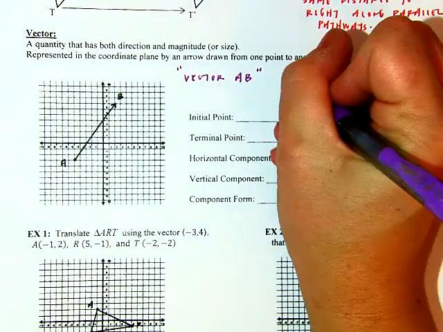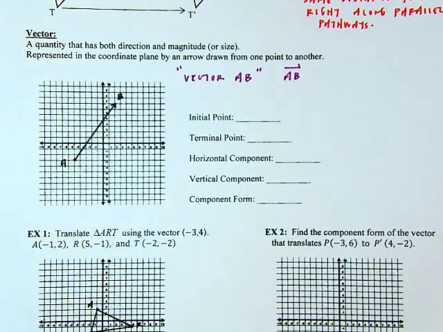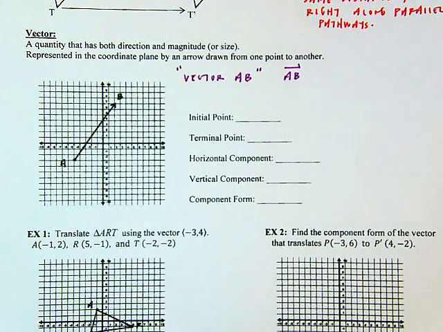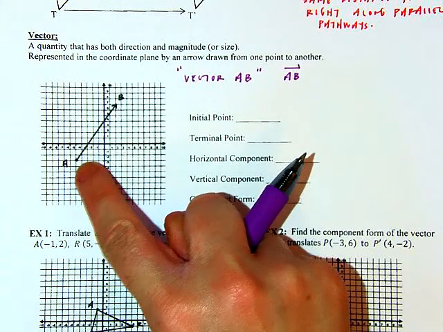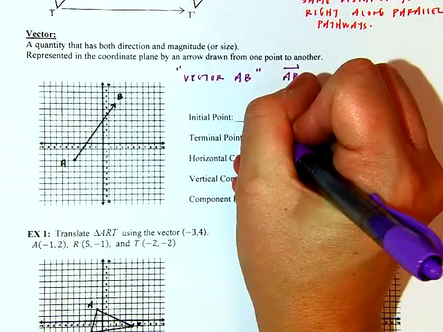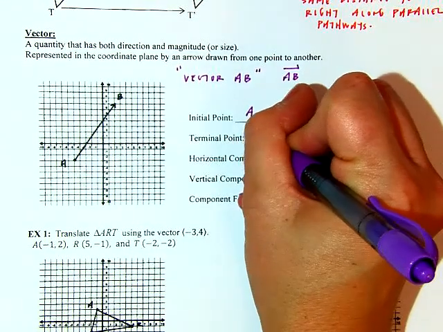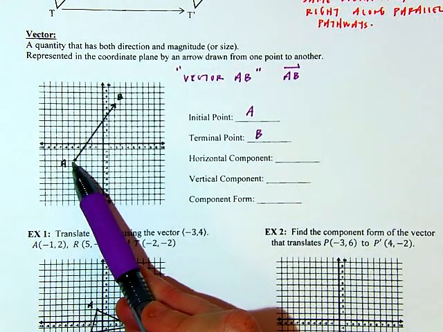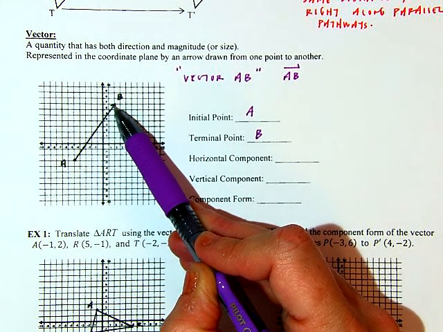And when I write it, I write AB with what looks like a little half arrow on top. So not a full arrow, it's not a ray. This is a new notation that reads as vector AB. So we read it from the initial point to its terminal point. So the initial point, the starting point, is point A, and where the arrow leads us is point B. So the initial point here is A, and the terminal point where the arrow leads us is B.